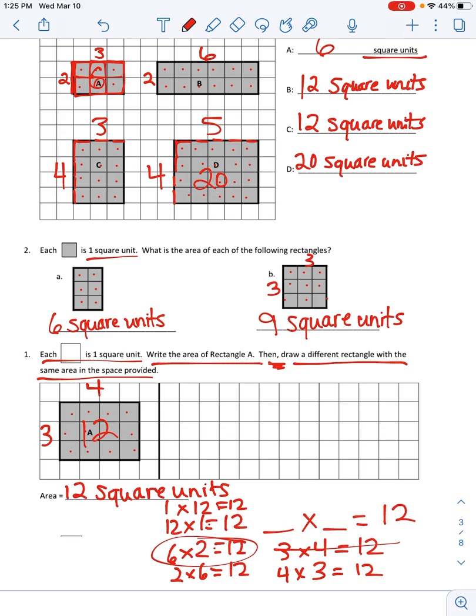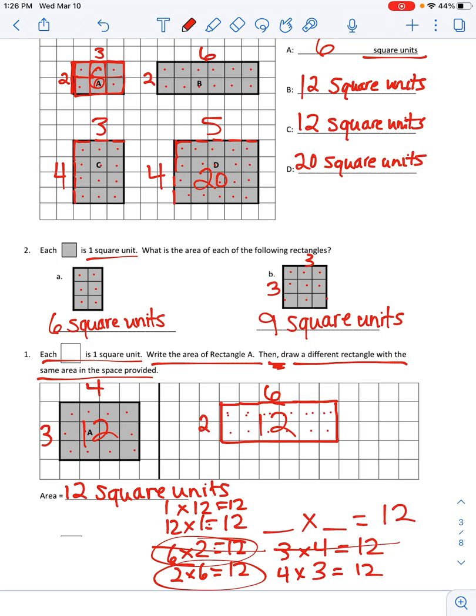So let's see. Can I do 6 rows of 2? 1, 2, 3, 4, 5. Oh, I don't have enough squares. So can I actually do that one? No. I might be able to do 2 times 6 because I definitely have 2 groups here. 1, 2. And now I would need to do 6 in each group. So 1, 2, 3, 4, 5, 6. Okay, I have 6 squares over. Now I can just finish my rectangle. 2 groups of 6 would mean I have 1, 2, 3, 4, 5, 6, 7, 8, 9, 10, 11, 12.